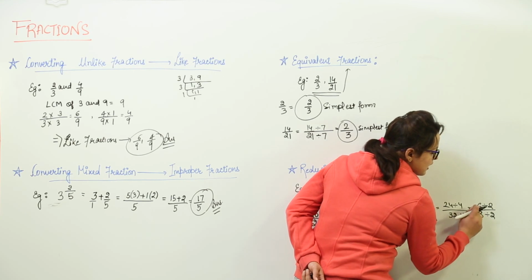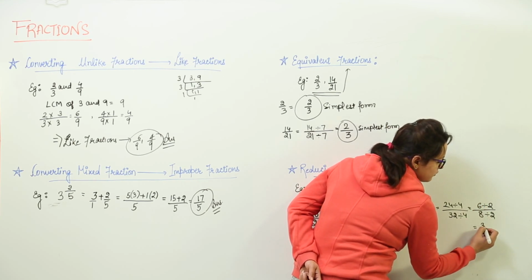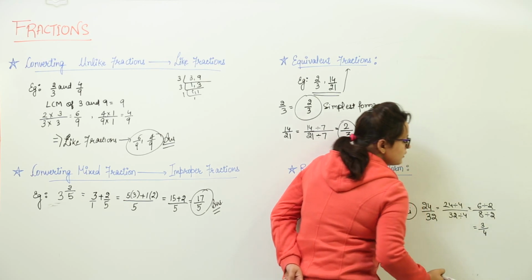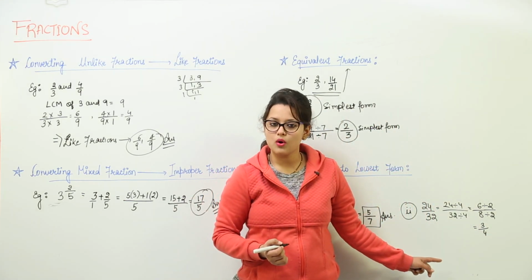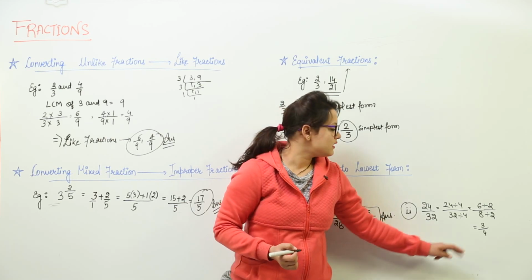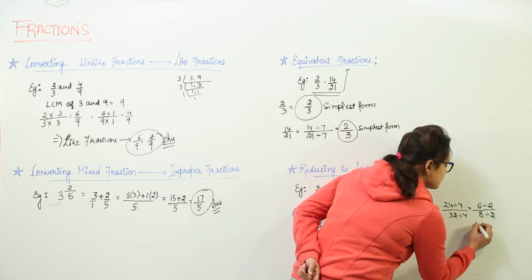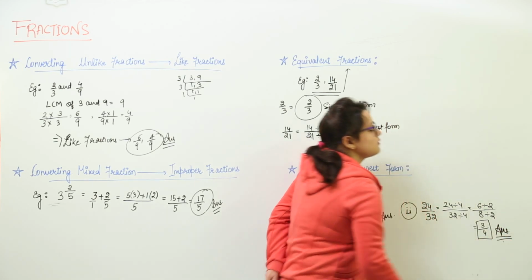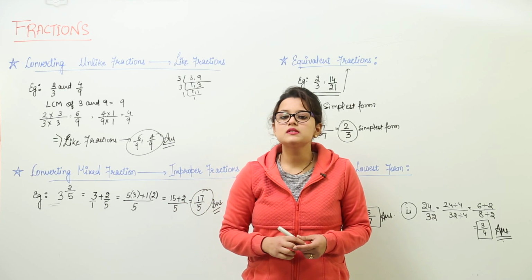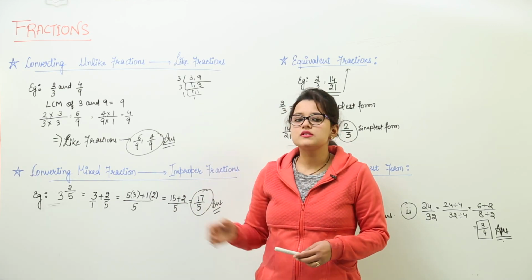What will we get after dividing? We will get 3 upon 4. Now you can check 3 upon 4 does not have any other common factor other than 1. So we leave the answer here only, and this will be known as our lowest form representation, right? So these were the questions based on fractions that you can get.